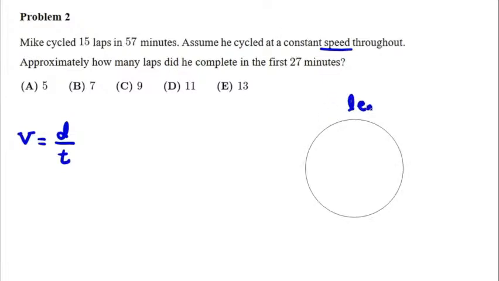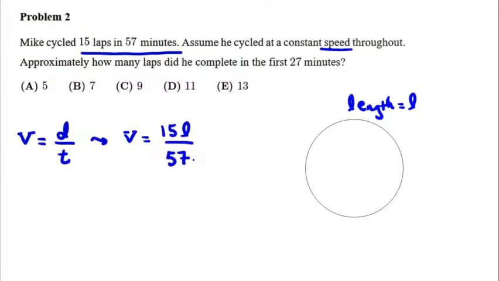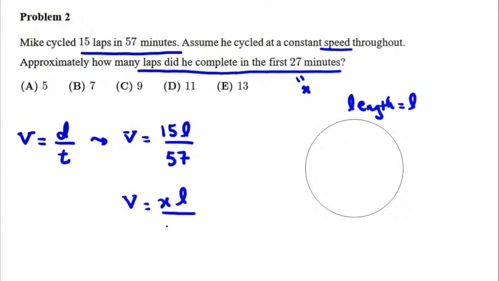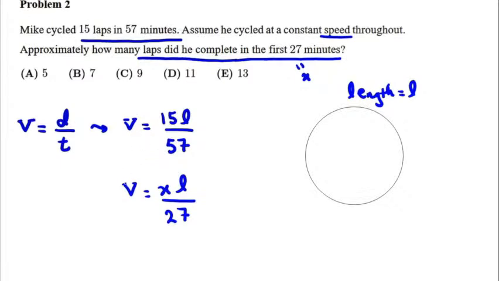Now, here in the first part, suppose the path that he cycles is something like this, and suppose the length is L. Now, it says 15 laps in 57 minutes. So, we conclude V equals 15 laps, 15L over 57 minutes. In the next part, it says approximately how many laps did he complete in the first 27 minutes. So suppose it is, for example, x laps. So we know that v equals x laps over 27 minutes. So I should find what x is. Because it has constant speed, v equals v.